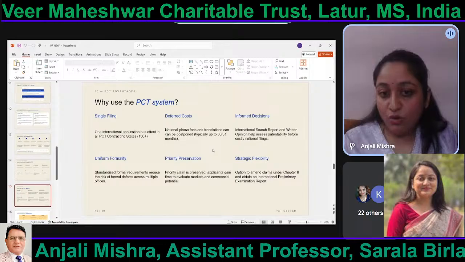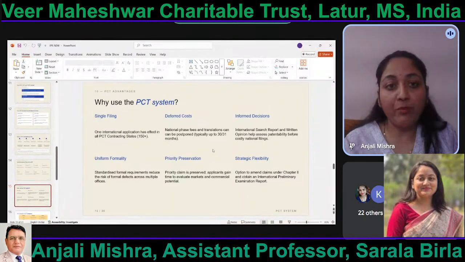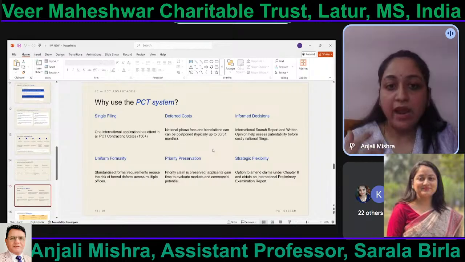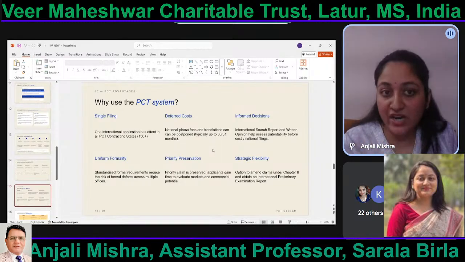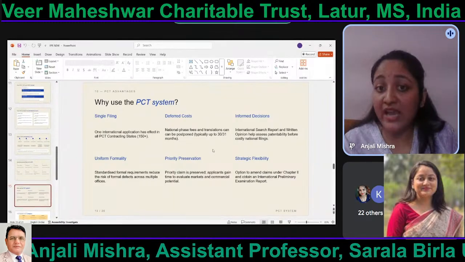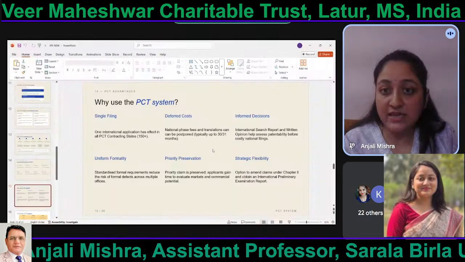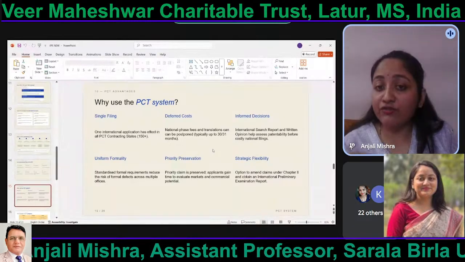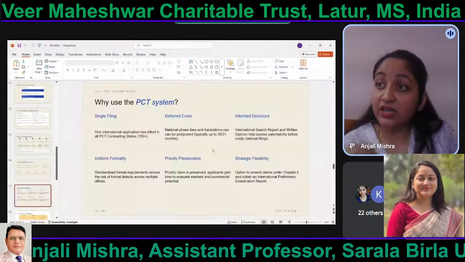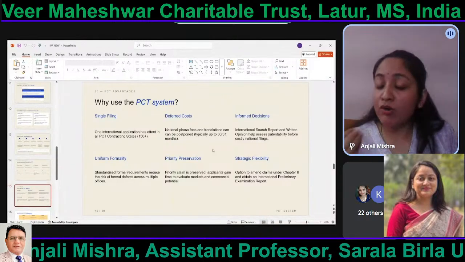And as I've already spoken, the major advantage of the Patent Cooperation Treaty is you don't have to go to every country's offices. You can do a single filing. Apart from that, we have a deferred cost. Usually the cost is also minimized, and we get a period of 30 to 31 months in our hand to accumulate investors, to think about technology transfer.